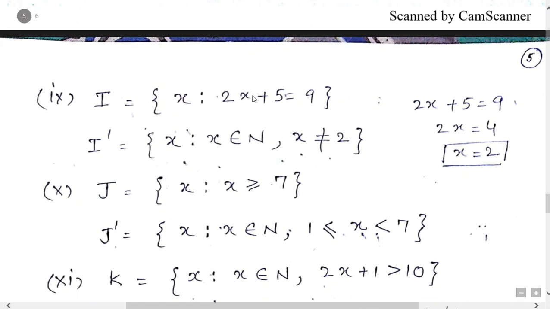In this case, 2x plus 5 is equal to 9. First of all, solve this. 2x is equal to 4 and x is equal to 2. It means the complement is all the natural numbers other than 2.